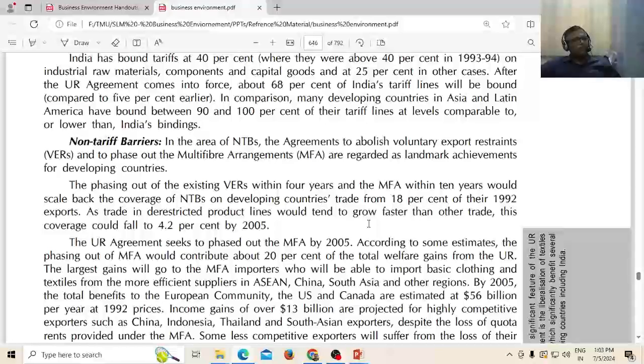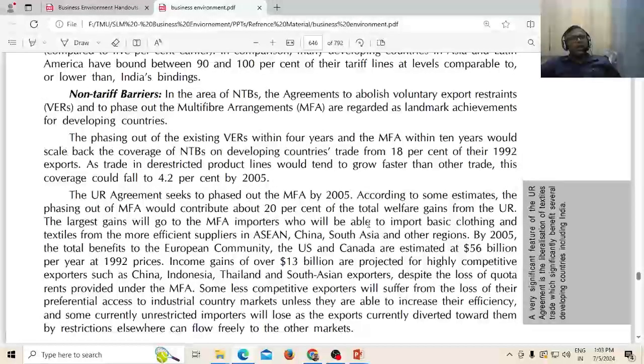The UR agreement seeks to phase out the MFA by 2005. According to some estimates, the phasing out of the MFA could contribute about 20% of the total welfare gain from the UR. The largest gain will go to the MFA importers, who will be able to import basic clothing and textiles from the more efficient suppliers in Asia, China, South Asia, and other regions by 2005.